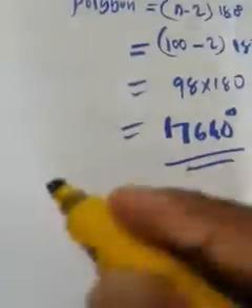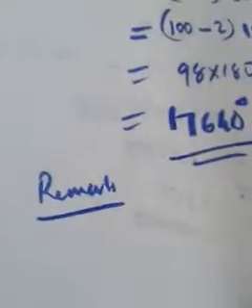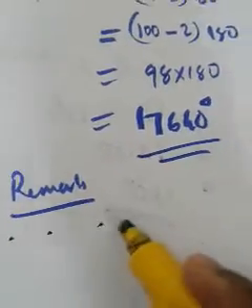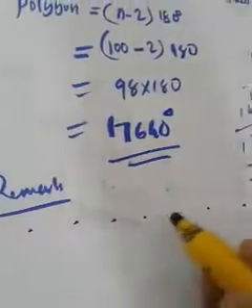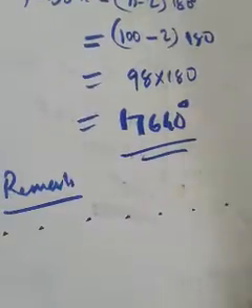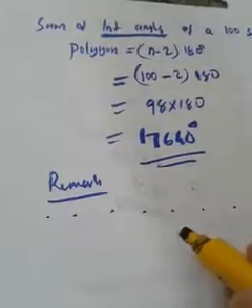Now you can write it as a remark. What is the remark? The sum of exterior angles of a polygon is 360 degree. Of any polygon, the sum of exterior angles of any type of polygon is 360 degree.